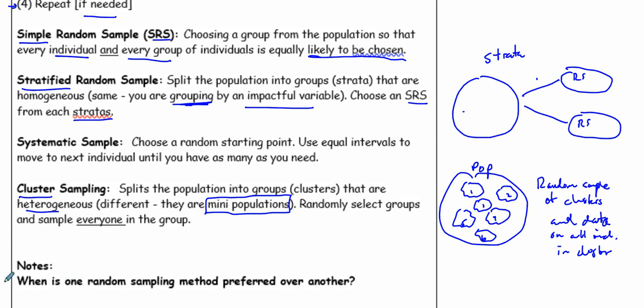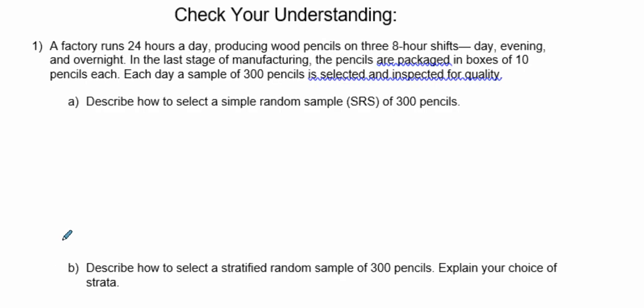To help you understand better how we're going to do this, we're going to go through a check your understanding example. A factory runs 24 hours a day producing wood pencils. I'm going to stop this here and go on to the next one.